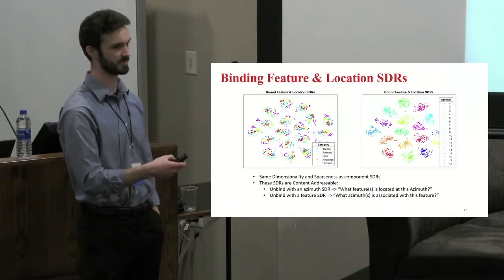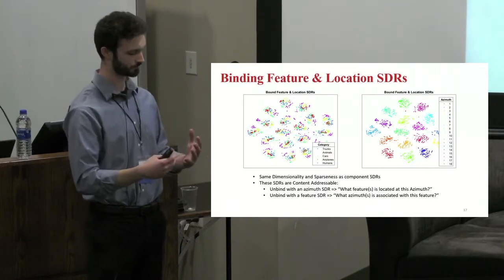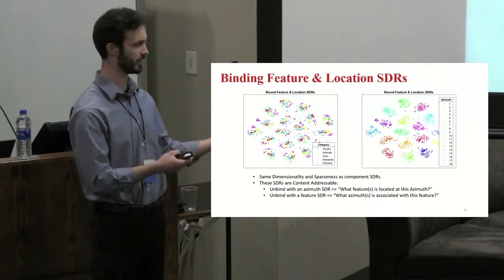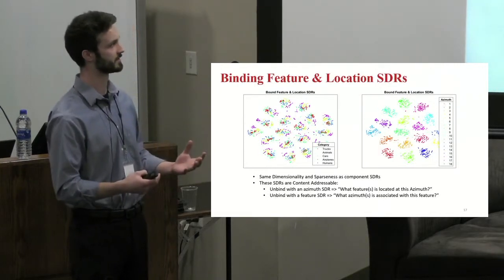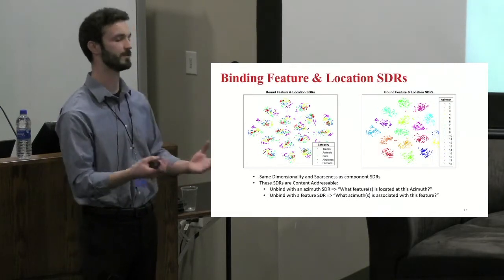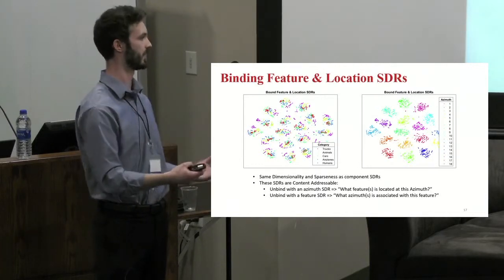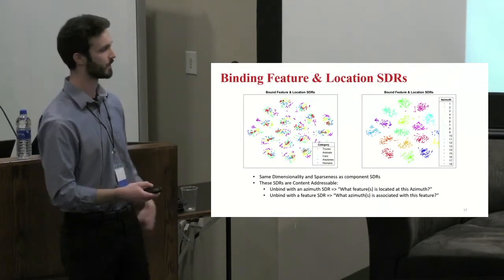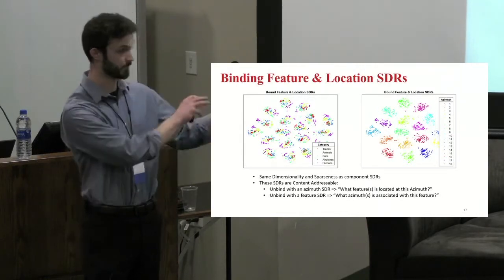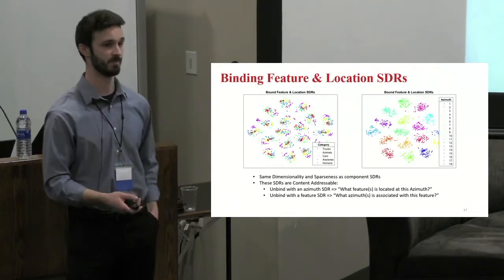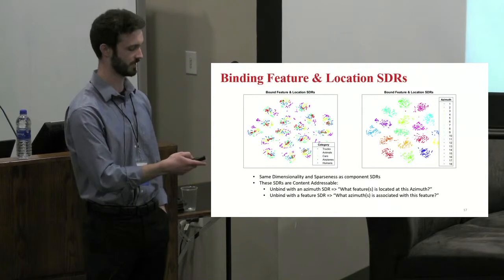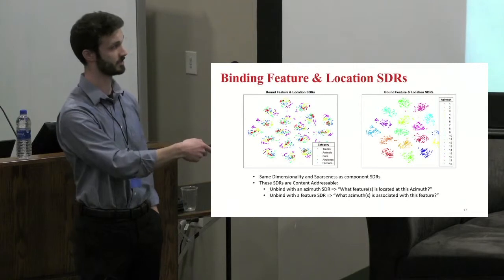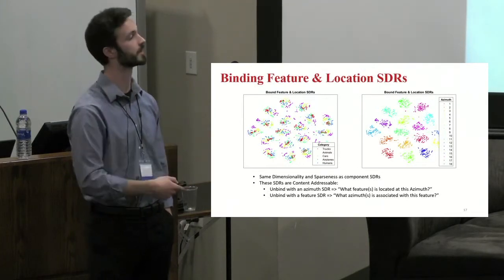The other main takeaway is that you can use this as content addressable memory, meaning that if you give an SDR of a location or an azimuth, you can unbind some of these clusters by asking the question, what feature is located at this azimuth? Or if you unbind with a feature SDR, you can ask what azimuth is associated with this feature. If you ask an unrelated question, you'll get noise back. The answer won't make sense in the context of either of the components that are being bound together. And again, these have the same dimensionality and sparseness as both component vectors.